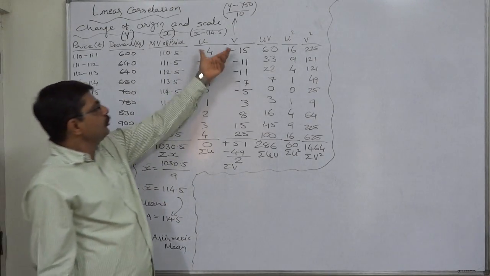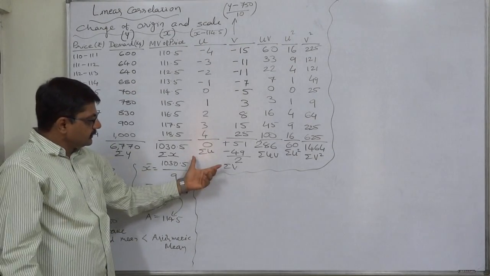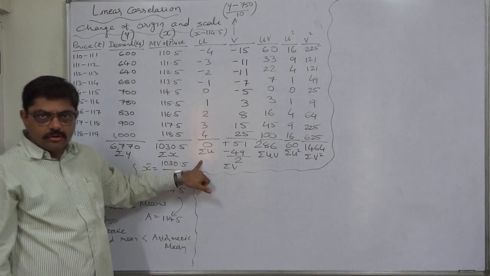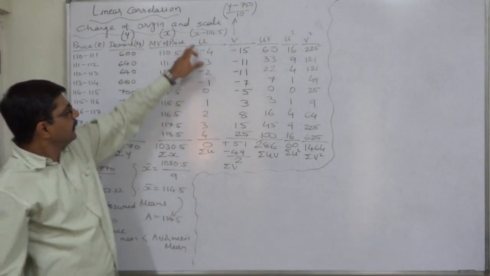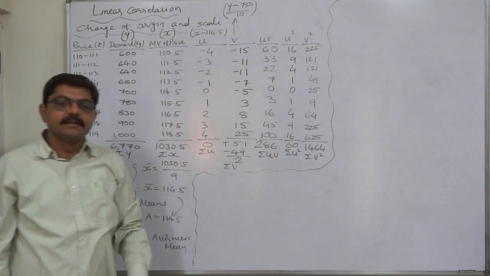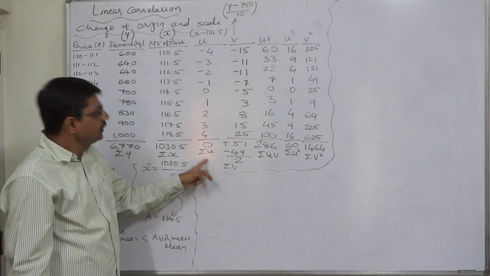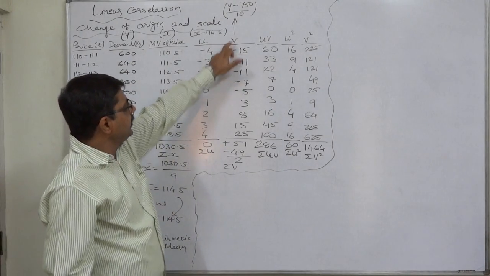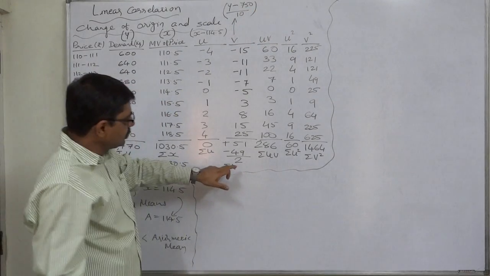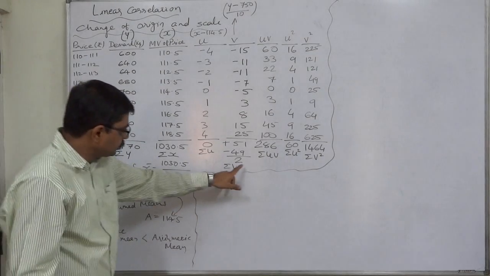So now we have two new variables, u from x and v from y. They are as written here. Summation of u comes to 0 because u is deviations taken from the arithmetic mean, and the summation of the deviations taken from the arithmetic mean is always 0. In case of v, we have not subtracted the exact arithmetic mean, so the summation will not be 0, it comes to 2. You can verify these two.